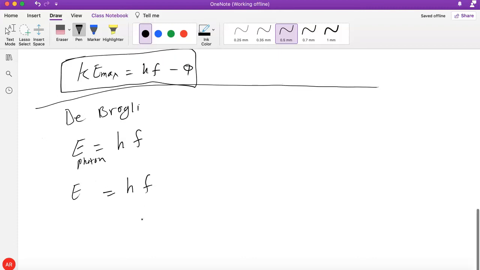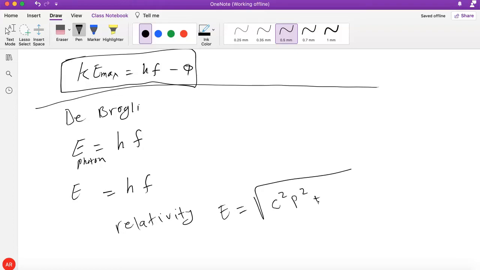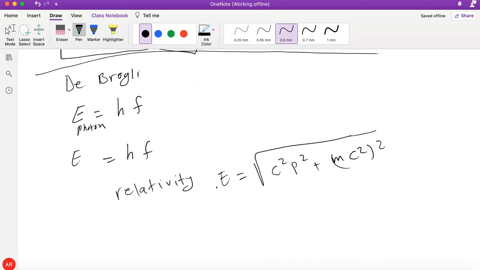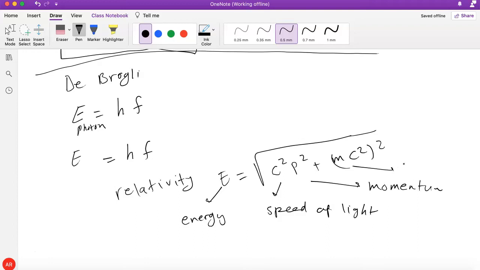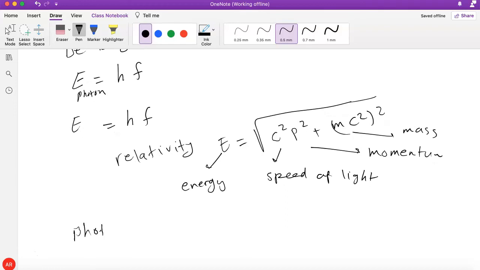So again, de Broglie knew about Einstein's theory of relativity, and in relativity, energy in general is given by E squared equals c squared p squared plus (mass times c squared) squared. So that's a result from the special theory of relativity, where this is energy, this is the speed of light, a constant of nature, this is momentum, this is mass. For a photon, we know that light doesn't have mass. It's not massive. So m is 0. So relativity predicts that E is just, you take the square root of c squared p squared, it's just cp, the speed of light times the momentum.